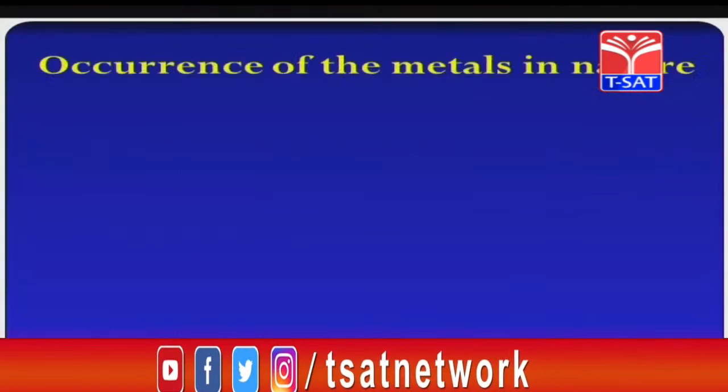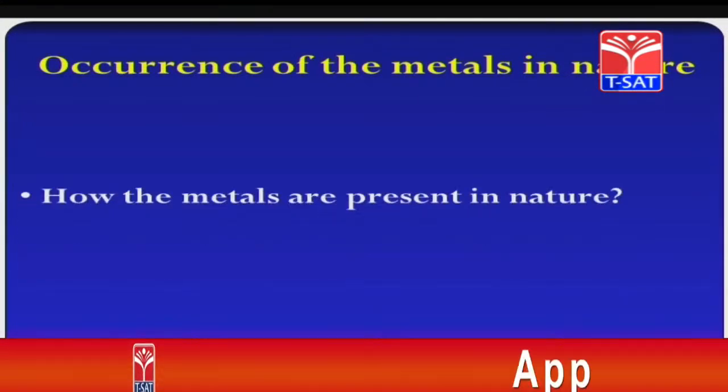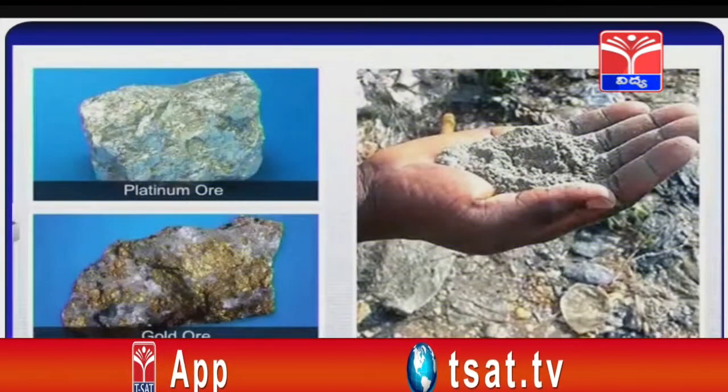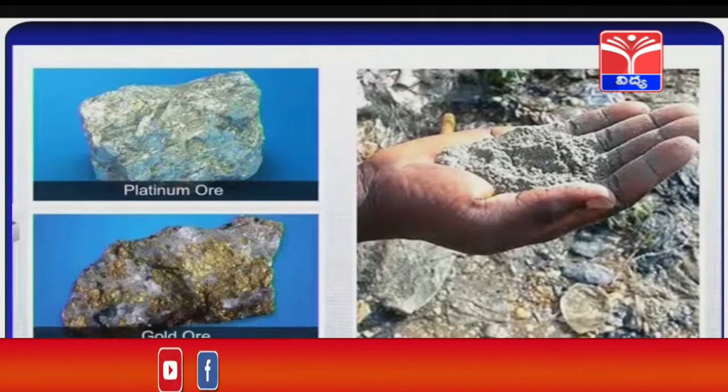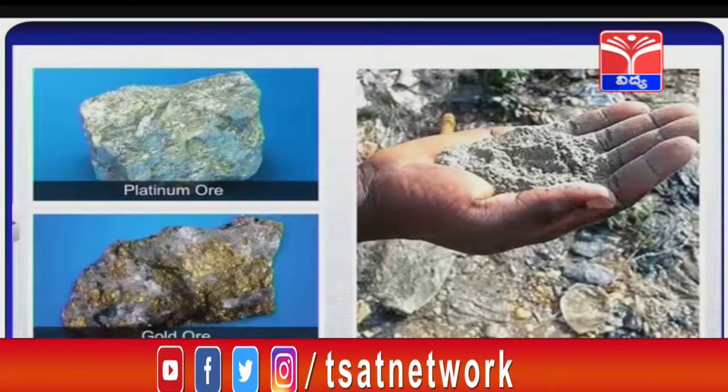So, children, how are these metals occurred? Where are they found in the nature? How are the metals present in the nature? In the form of ores. Like if you observe these pictures, when the earth's crust is dug, you can obtain different types of ores of metals. Here I have given you some pictures.